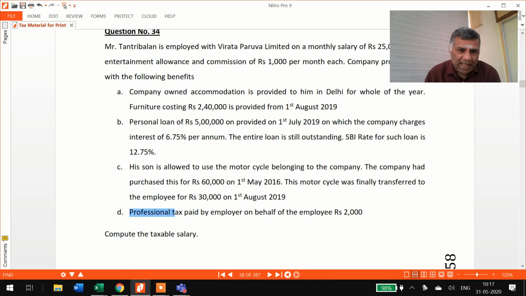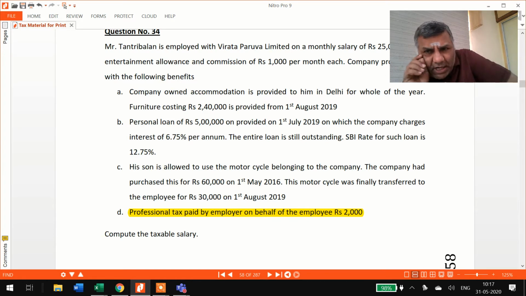Professional tax paid by the employer on behalf of the employee, 2000. It is not recovered from the employee. Please understand, that is the main thing you have to mark and keep. Only the employer pays it. Professional tax paid by employer on behalf of employee, 2000.